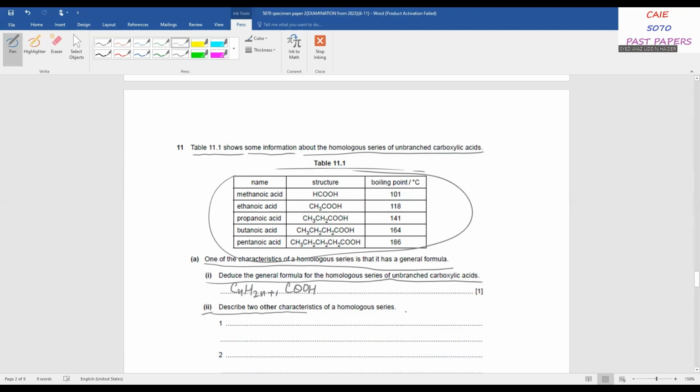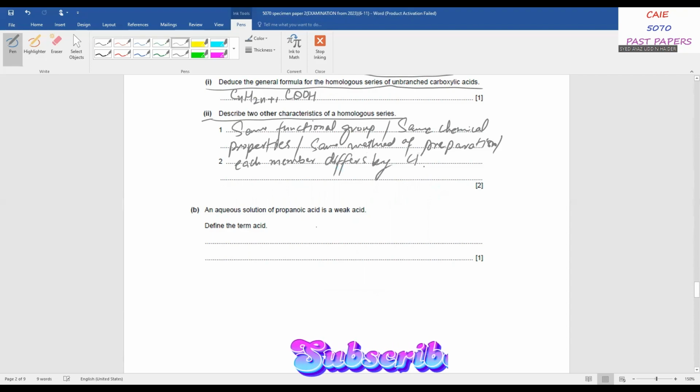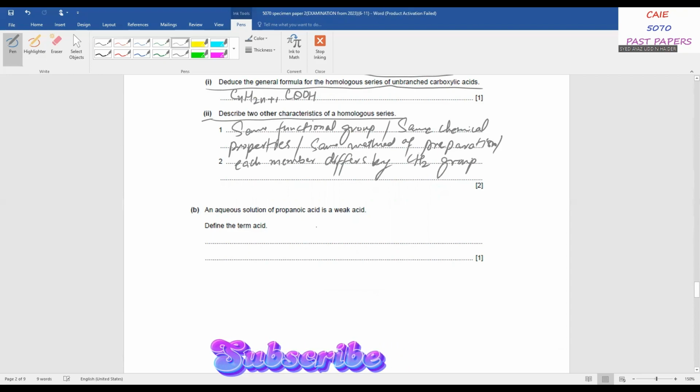Part 2. Describe two other characteristics of a homologous series. You can write any of these: they have the same functional group, or they have the same chemical properties, the same method of preparation, the idea that each member differs by a CH2 group. You can even talk about the trend in physical properties.